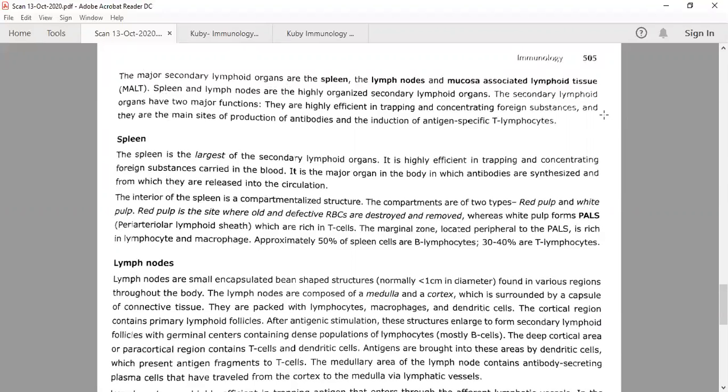All right. So the secondary lymphoid organs have two major functions. They are highly efficient in trapping and concentrating the foreign substances. Suppose anything is coming from outside. So if it is in blood, the blood must go into the spleen, and all the antigens which are present in the blood will be entrapped within this particular organ, the spleen. And they are the main site of production of antibodies and induction of antigen specific T lymphocytes.